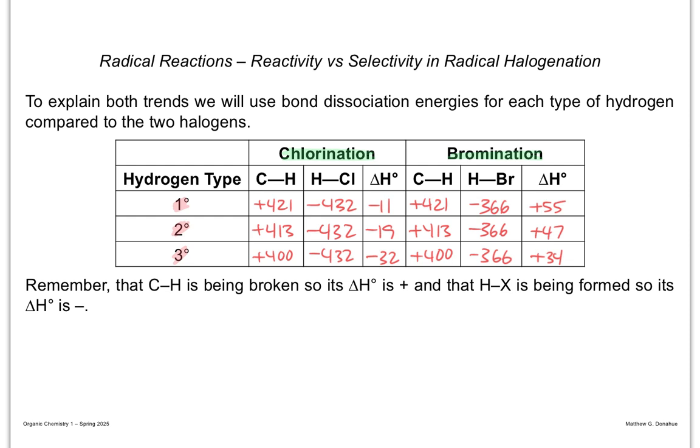We're starting again at 0. What number do you hit first? You hit 34 first. So again, the bromine radical is going to see that tertiary C-H and say that's the easiest to cleave because it takes the least amount of energy.